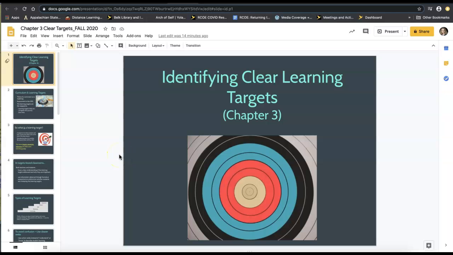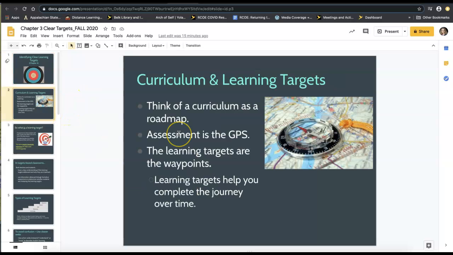Hello everybody, this is an overview of Chapter 3, which is Identifying Clear Learning Targets. At the outset of the chapter, the authors discuss the fact that our curriculum as a whole could be considered like a roadmap. Often our curriculum can be very complicated, and we have to break it down into learning targets that will serve as waypoints along the way towards our final assessments.